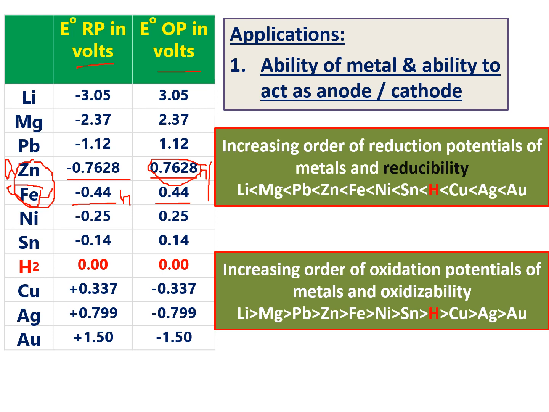You can easily tell. You can see here the increasing and decreasing orders of reduction potential values, that means reducibility. Reducibility is higher for Au. So Au doesn't get involved in oxidation. Why?